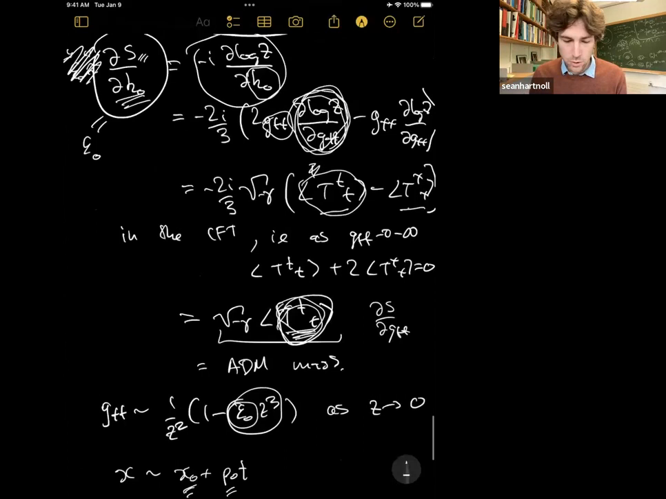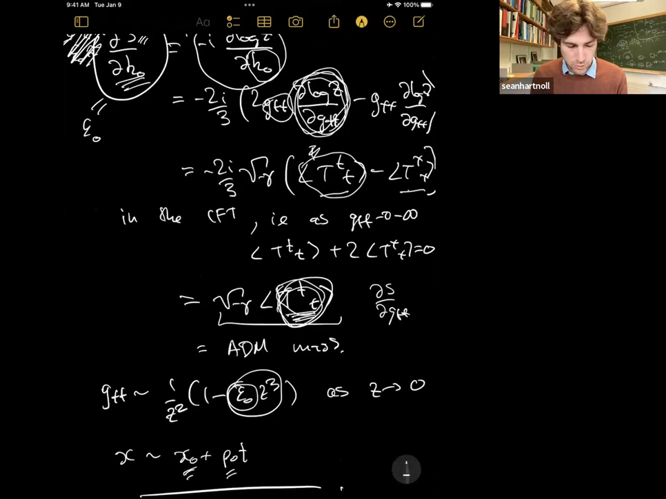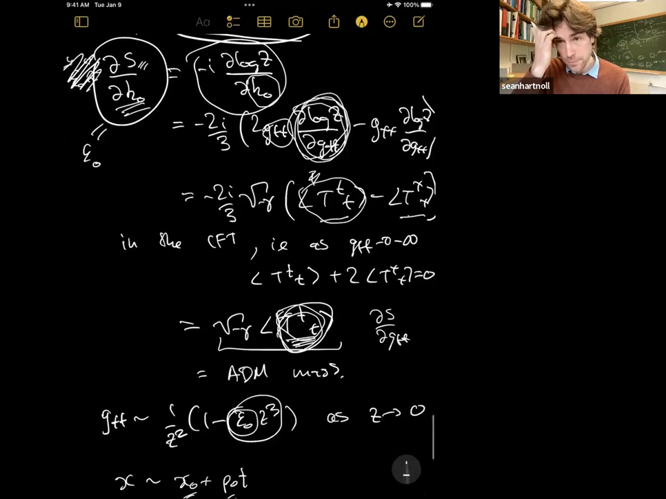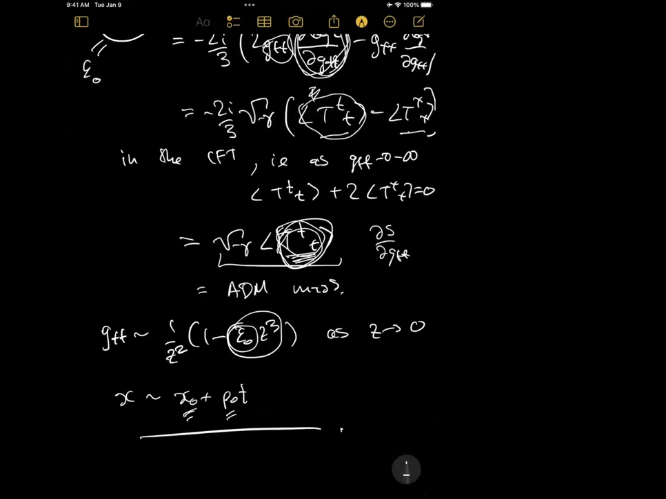So all I'm trying to show you here is that this is what should have happened, I think, because this holographic RG flow also obeys the Wheeler-DeWitt equation in a radial sense. And when you go to the boundary, you would have expected this to give you the mass, and it does. So this was meant to be one thing. This thing about this k0.